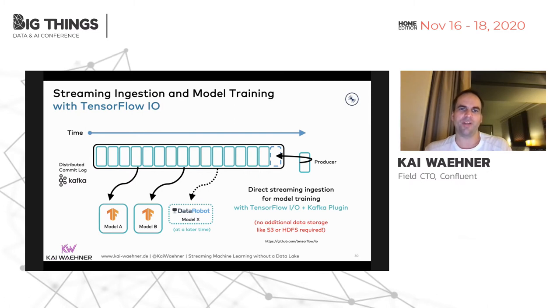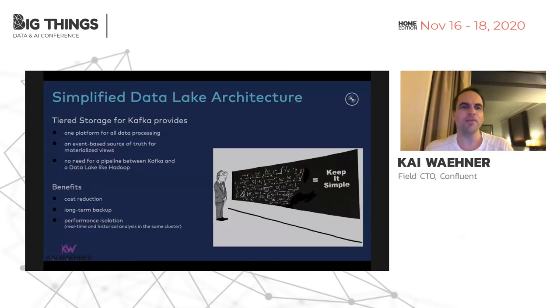So this is really key to your architecture because it simplifies it. You don't need another data lake like HDFS or something like that if you don't want to use it for other use cases too. You can directly consume from Kafka to train your models like we did here with TensorFlow.io and its Kafka plugin. And this really completely simplifies your architecture. And I'm not saying you shouldn't use other data lakes anymore, right? This is the provoking part, of course, but you should think about it because it can really simplify your architecture.